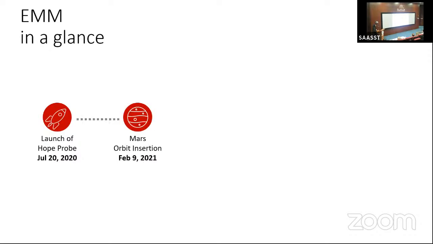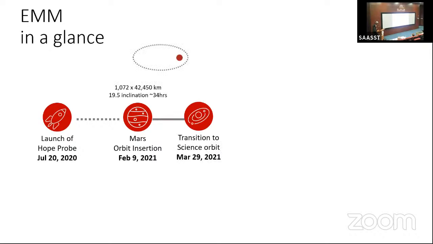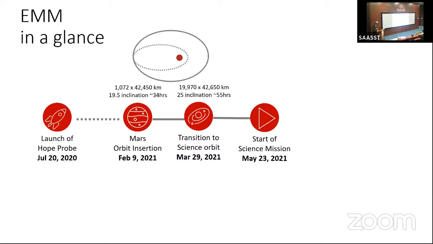Starting with EMM at a glance. The HOPE probe was launched in July 2020. It reached Mars orbit insertion in February 2021, earlier this year, and it transitioned into its science orbit on March 29, 2021. Then we started our science mission, where we transitioned into our science phase on May 23rd this year.